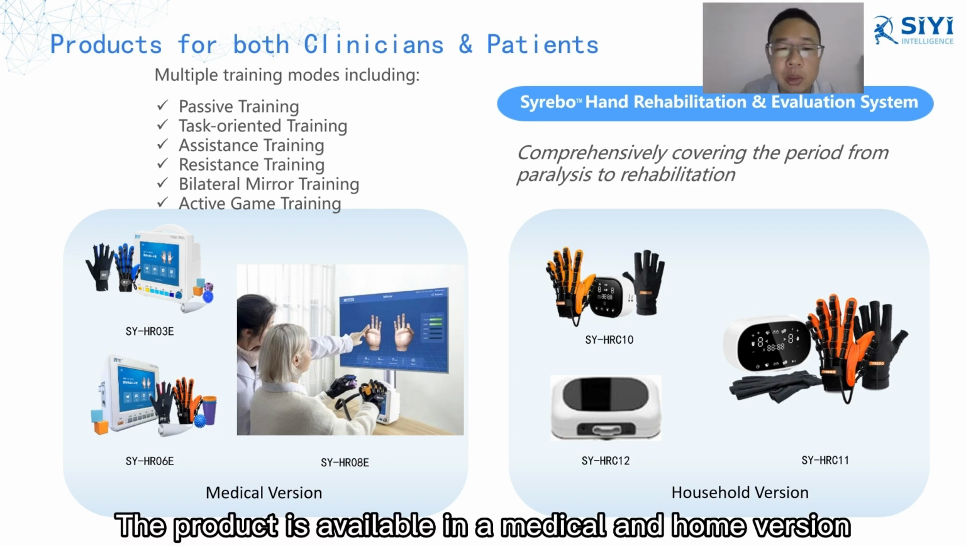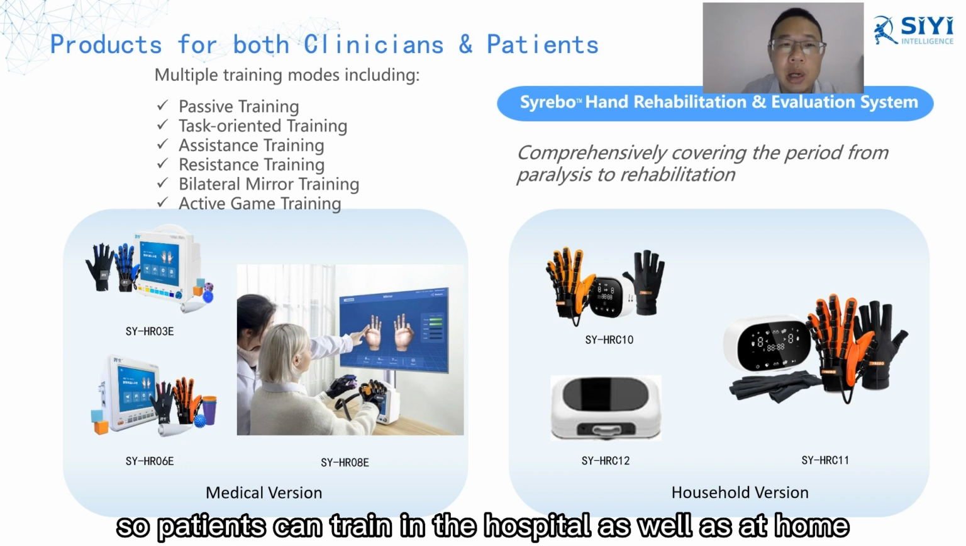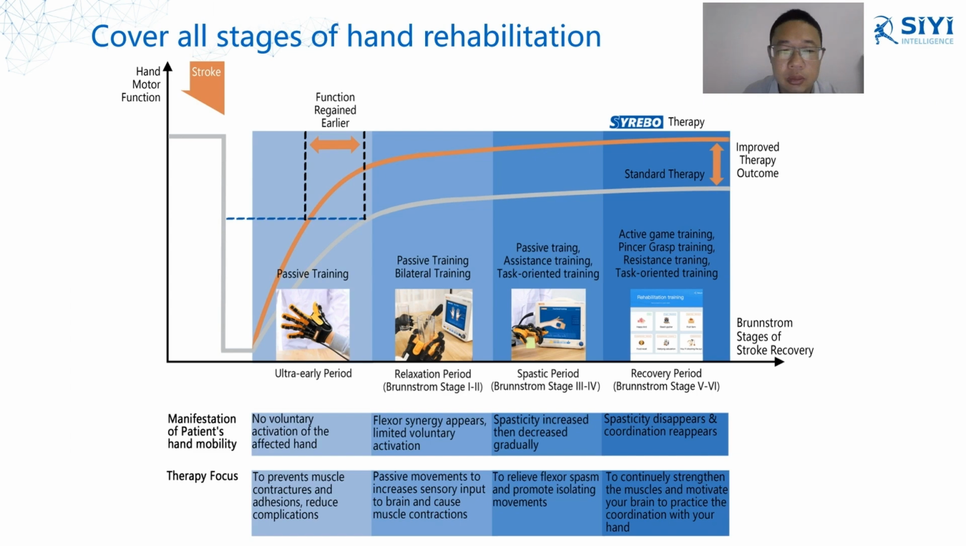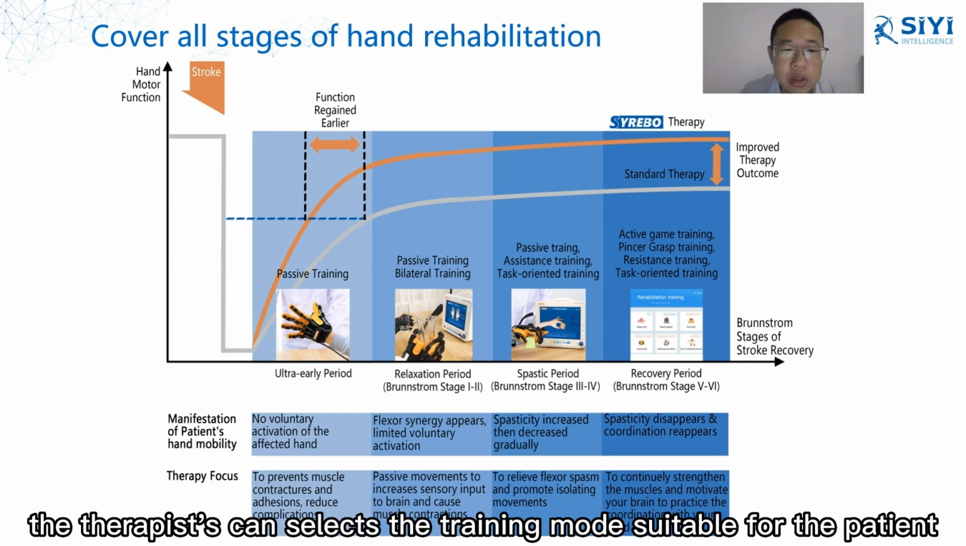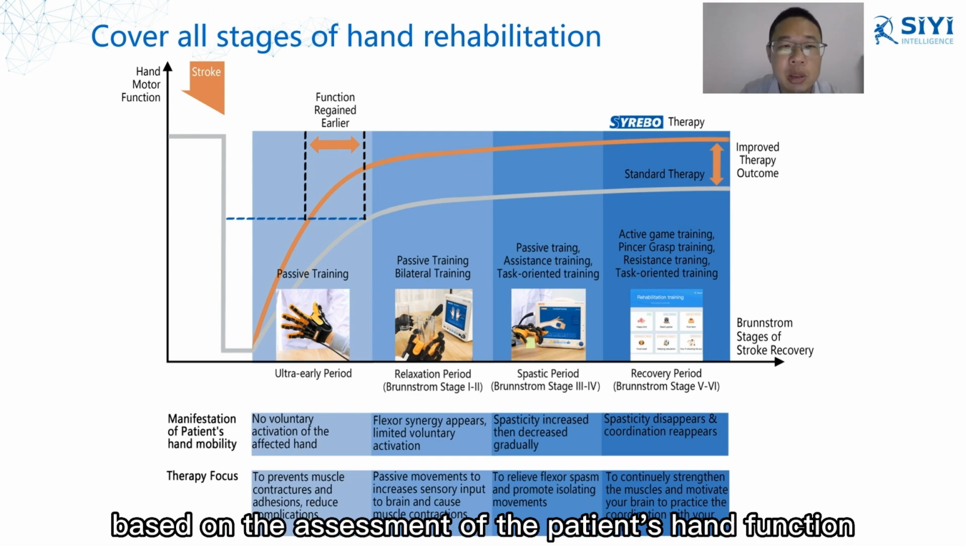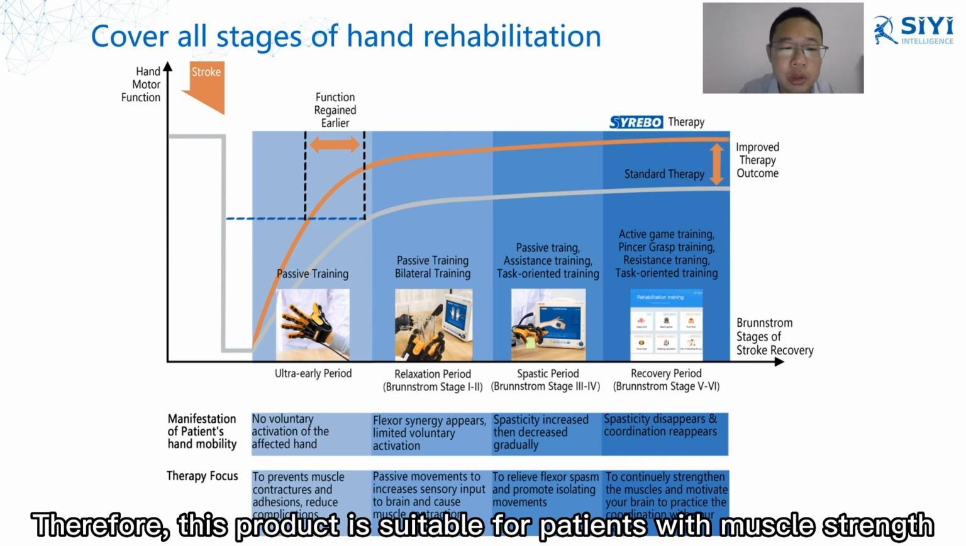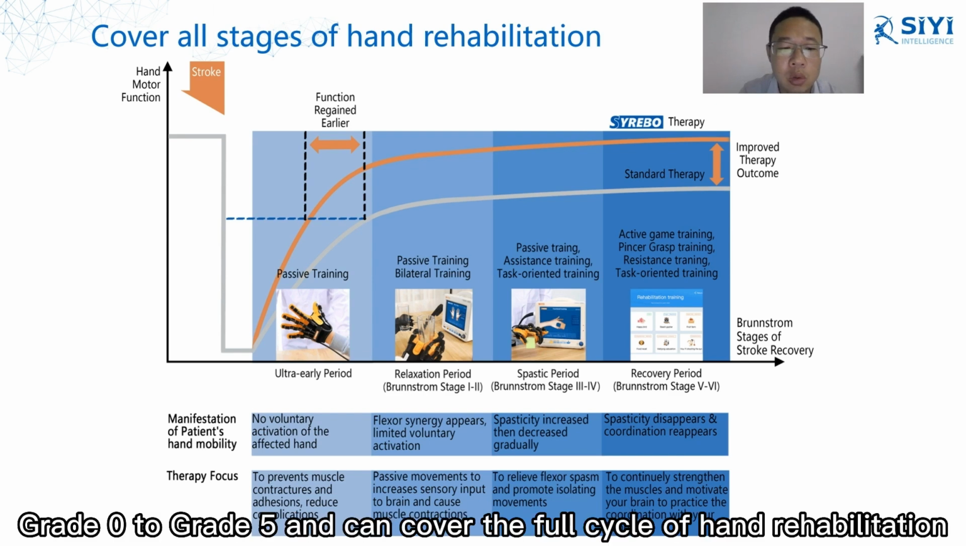The product is available in a medical and home version, so patients can train in the hospital as well as at home. In other words, training can extend from the hospital to the home. As I mentioned before, the therapist can select the training mode suitable for the patients based on the assessment of the patient's hand function and proceed step by step. Therefore, this product is suitable for patients with muscle strength from grade 0 to grade 5 and can cover the full circle of hand rehabilitation.